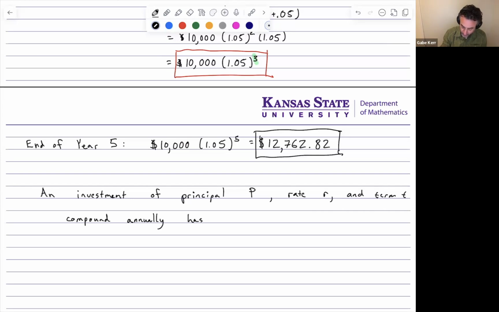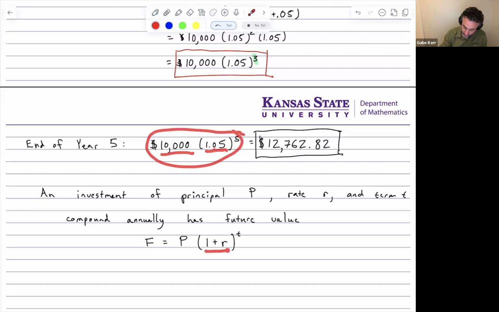has future value F equal to P. And in the case of simple interest, it would be 1 plus RT. In the case of compound interest, it's actually something very different looking. It's 1 plus R to the tth power, an exponent of t. And that's what we see here, is here we have our principal. The 1.05 is the 1 plus 0.05, and the 5 up here is the term t.